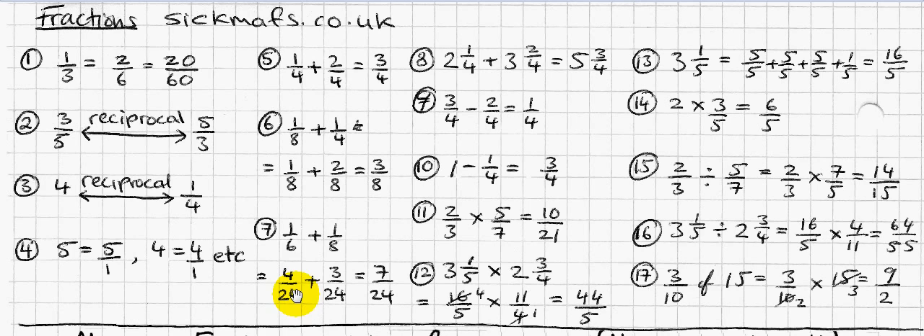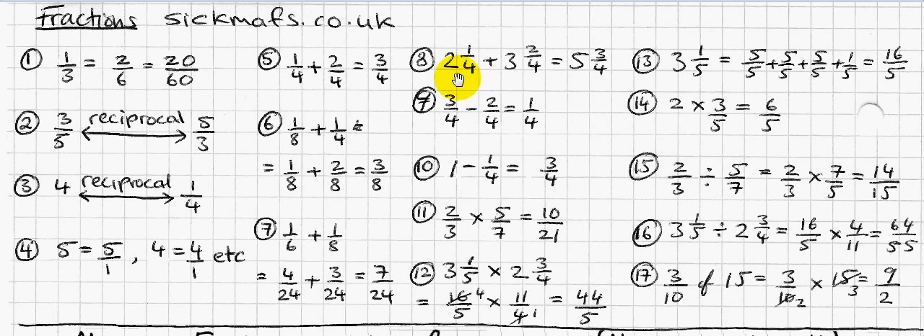6 times 4 is 24, so I have to do 1 times 4, which is 4. 8 times 3 is 24, so I have to do 1 times 3, which is 3. So now I've got a very easy thing to do. 4 over 24 plus 3 over 24 is just 7 out of 24. Let's move on to the next one.